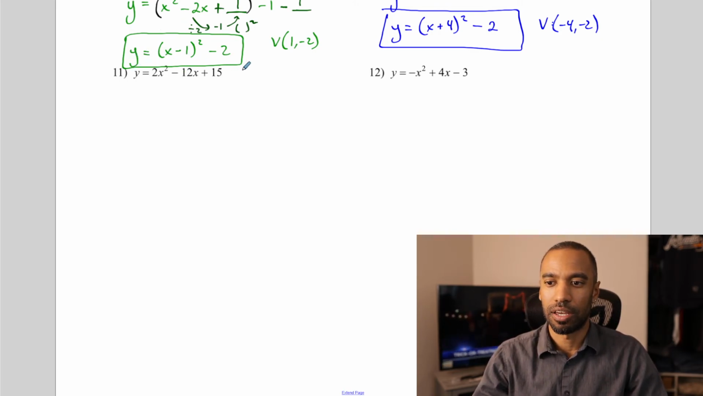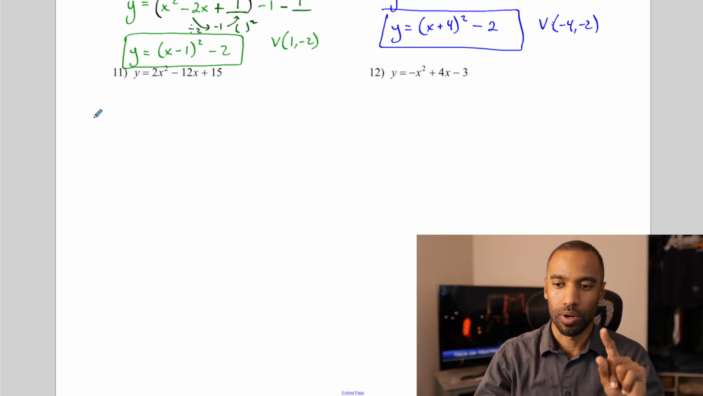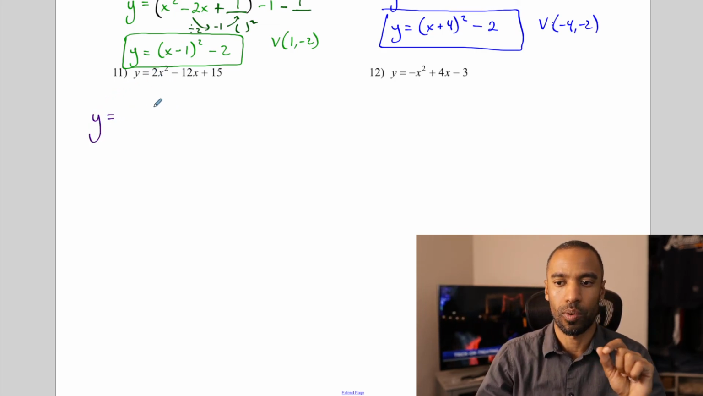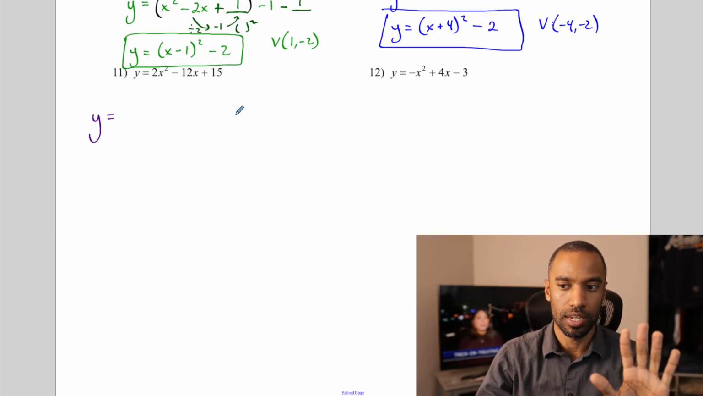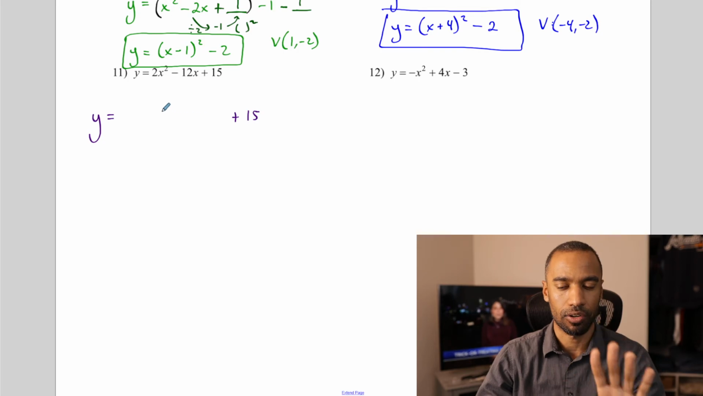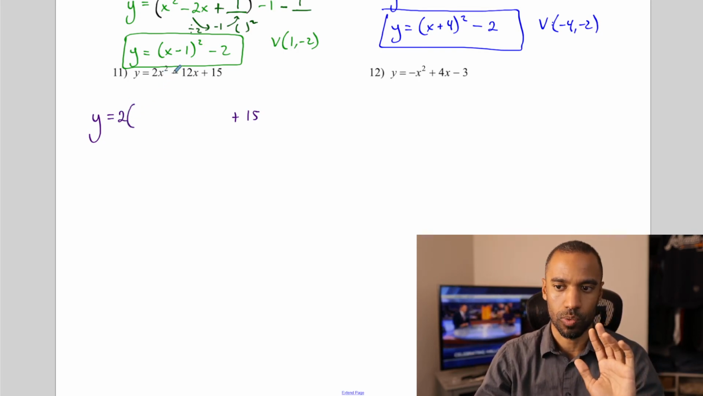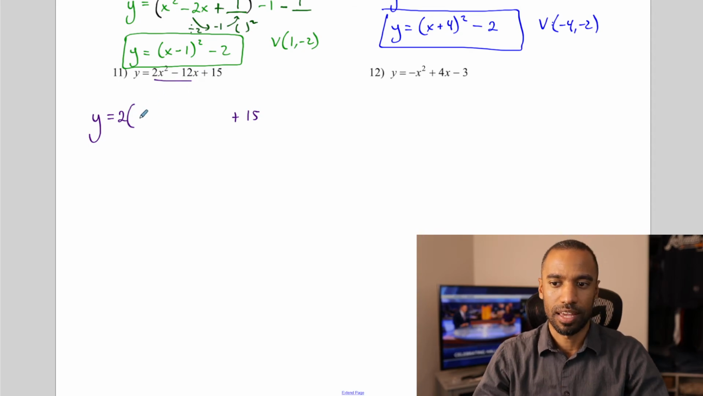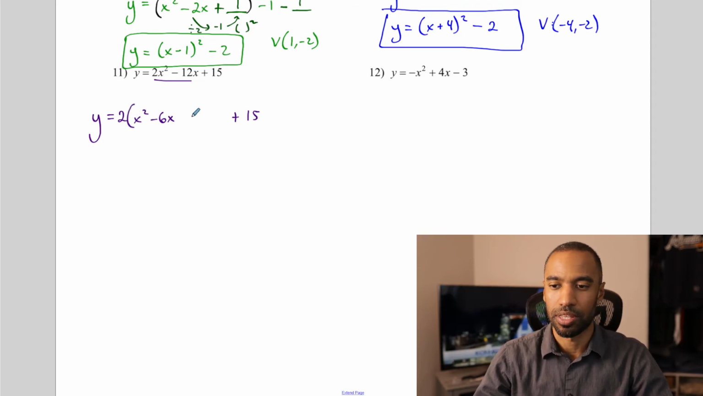All right, number 11. I'm going to do the same thing, completing the square to get it in vertex form. Now the difference is, when completing the square here, I need a 1x squared. So I need to factor this 2 out, not from the 15. The 15 is going to kind of kick to the wayside. I don't care about the 15 here. The 2, however, needs to factor out of the x squared term and the negative 12x term. So I'm going to have x squared minus 6x in here. Remember, I need a 1x squared to complete the square here.